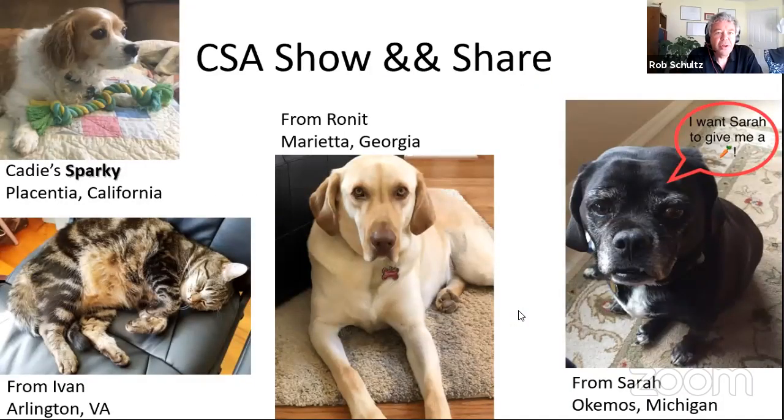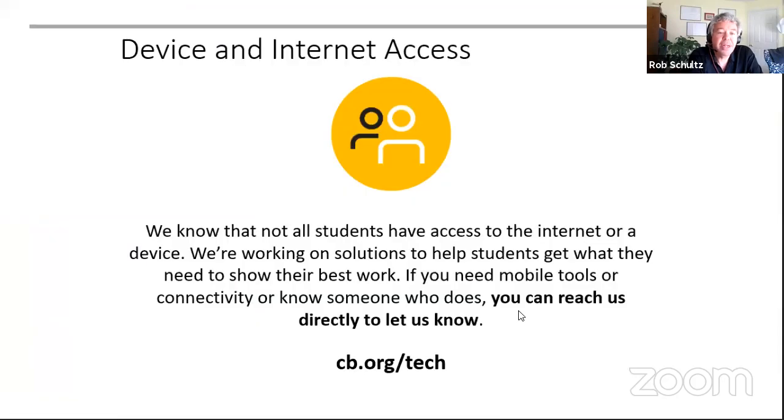Oh, okay. Here is our latest CSA show and share. We have a kitty and some dogs. We've got Sparky from, I'm not sure how to pronounce that, California. Maybe Palencia. I don't know. We've got Ivan in Arlington, Virginia, and Ronit in Marietta, Georgia, and Sarah in Okemos, Michigan. Yeah, Bo used to like carrots too. I thought that was so cute how she added that. JJ loves carrots. Isn't that funny? I don't know what it is about carrots.